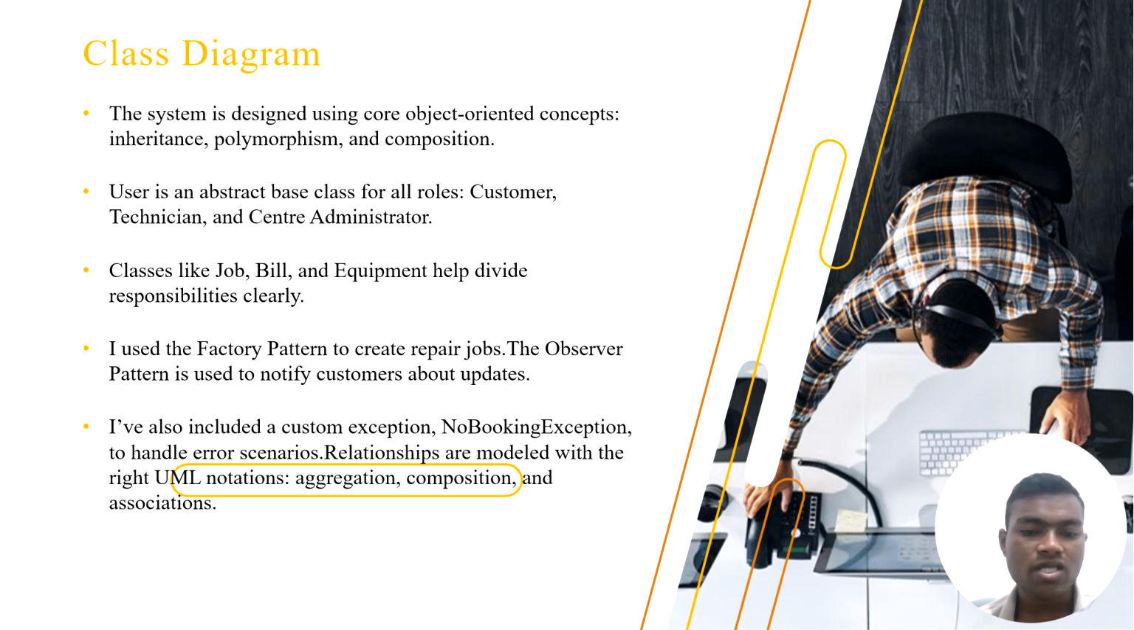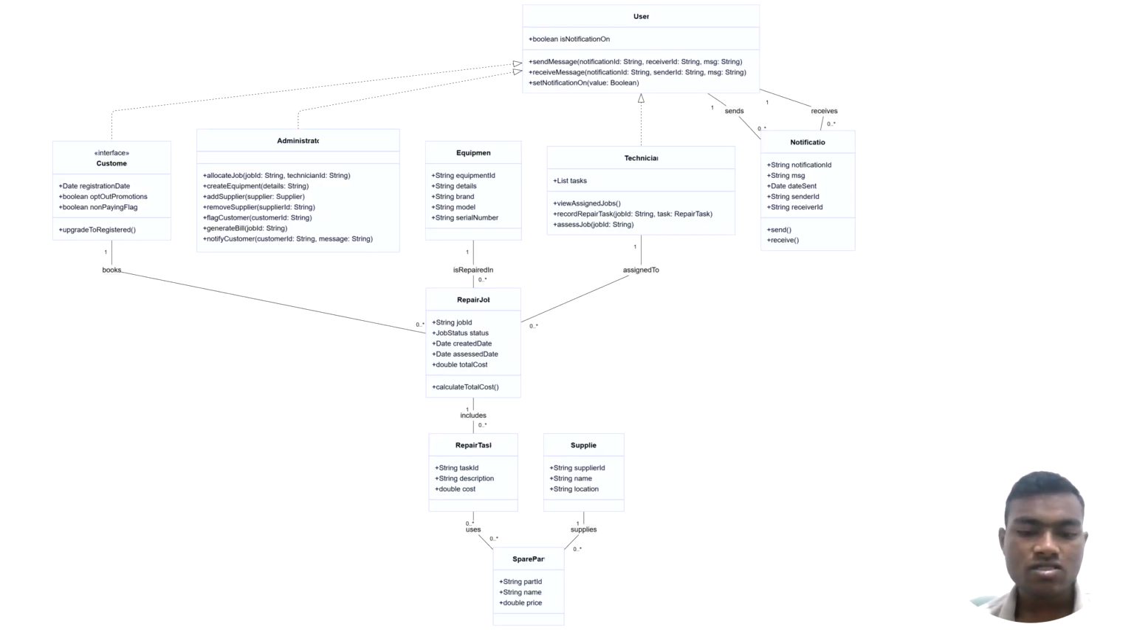At the center of the design, the abstract User class defines common functionalities like sending messages and receiving notifications. From the base class, I have created three subclasses: customer, technician, and administrator. The customer keeps track of registration status, preferences, and the notification settings. The administrator has methods like generating bills, allocating jobs, adding suppliers, and notifying the customer. And the technician has the repair task related methods such as viewing jobs, recording repairs, and job assessment.